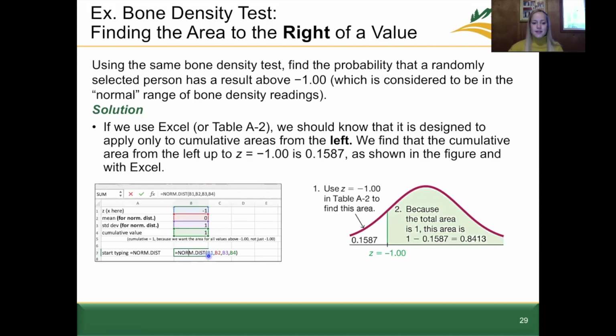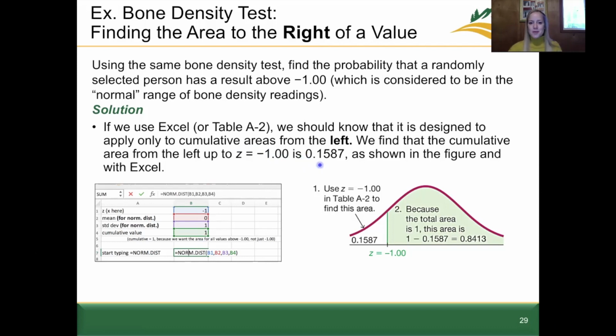Using Excel, remember we're going to use the NORM.DIST function. The first number here is our z-score, or -1. The second value is our mean, or 0. The third value is our standard deviation, or 1. And then our cumulative value, our fourth value, is also equal to 1. Clicking enter, we get a value of 0.1587. Also looking at Table A2, going over to the negative z-scores, finding 1.0, then going to our hundredths place of another 0, we'll also find this value of 0.1587.